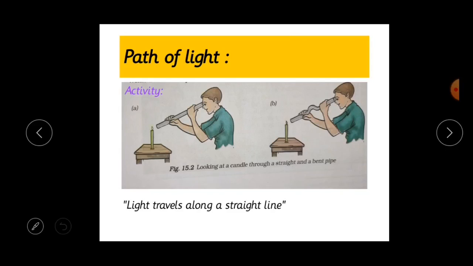So children, let us do one activity first. Okay, so just take a candle and look through a straight pipe. So here easily you can see the light, isn't it? Now then look through a bent pipe. Just take a bent pipe and try to look through a bent pipe. But here you are not able to see the light. Why? Because light travels along a straight line. So light always travels along a straight line. Okay, so this is the path of light. Light travels along a straight line. Understood? Okay.